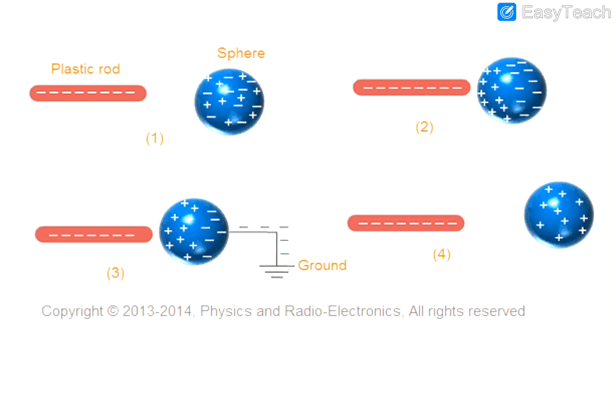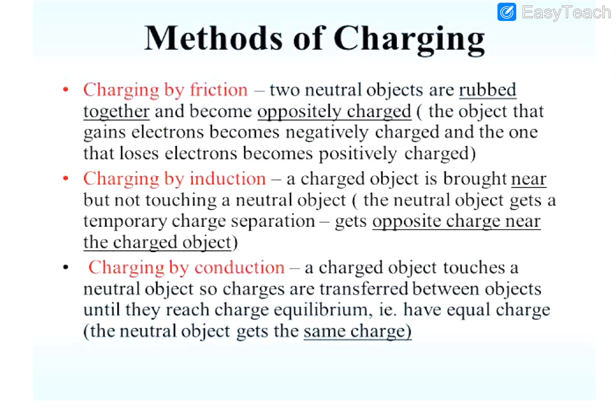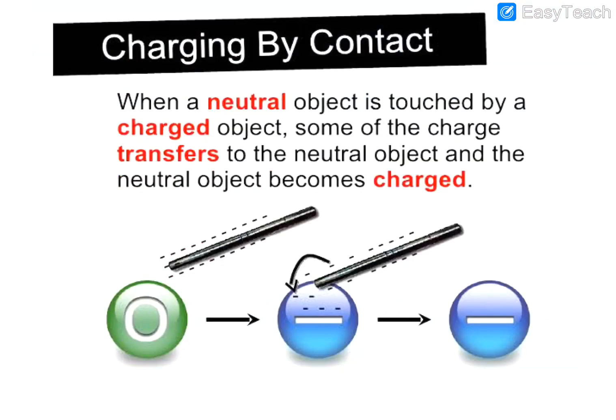Now let us move on to the third method. The third method is charging by conduction. So I will explain how you can make an object charged by the method of conduction. So listen here. You can see here charging by contact. It is another name for conduction. Charging by conduction is also called charging by contact.